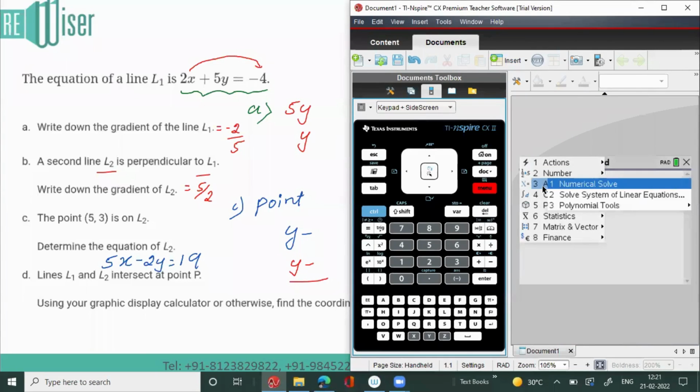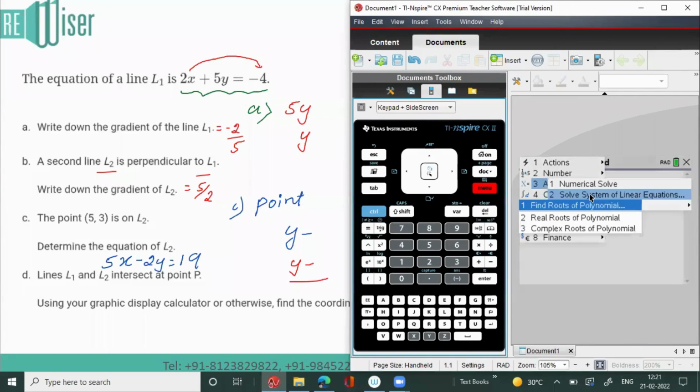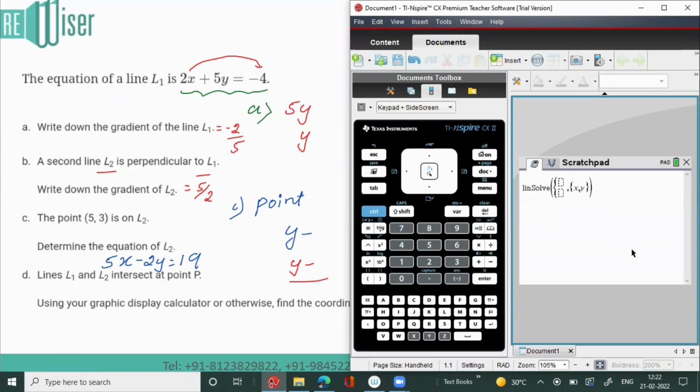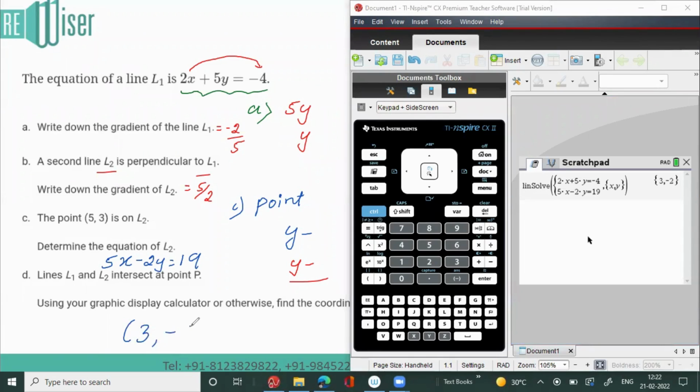To solve a linear system, go to menu, algebra, then solve system of linear equations. The number of equations is 2, one for line 1 and one for line 2, and the variables are x and y. I click OK. In the first box we write the first equation, 2x plus 5y equals minus 4. In the second box we write the second equation, 5x minus 2y equals 19. When you press enter, we get the final answer. The point of intersection is 3 comma minus 2. That is the right answer for this sum.